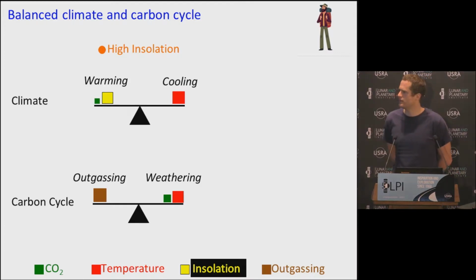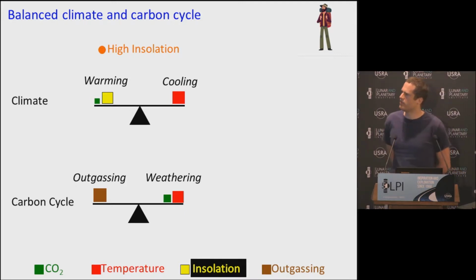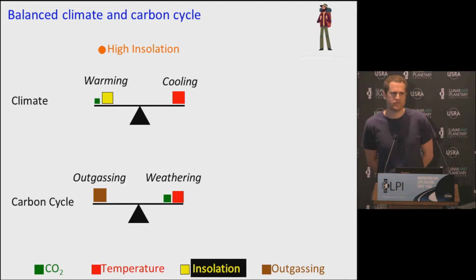Red. Temperature in red, thank you. Insolation is in yellow, and the brown, which is coming out of the Earth, is outgassing. And so for climate, the things that warm the climate are higher CO2 and more insolation. Those are positive terms on the climate.